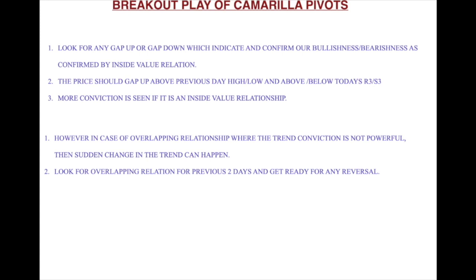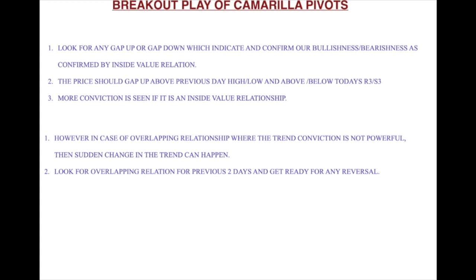So whenever there is a gap up, you must consider it a trending day. The prices should gap up above the previous day's high or low, and above or below today's R3 or S3. So this will be an additional condition. Suppose the breakout happens above R4, and it is above the previous day's high, or the breakdown is below yesterday's low, your risk reward ratio will be very high.